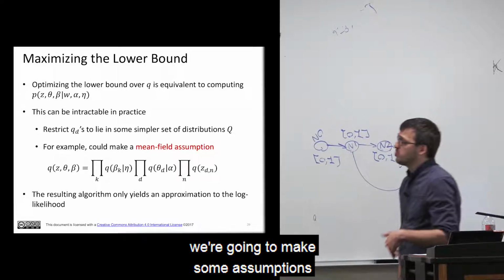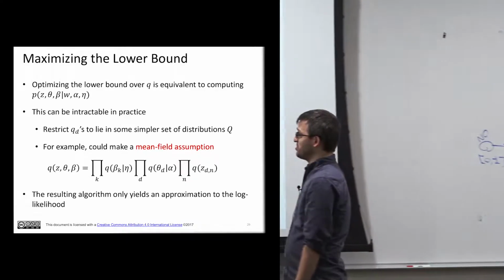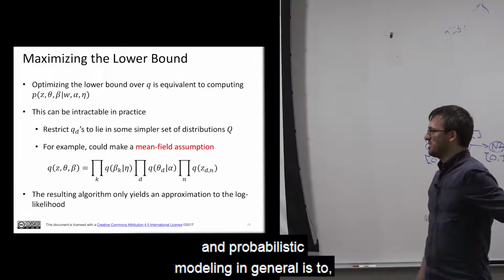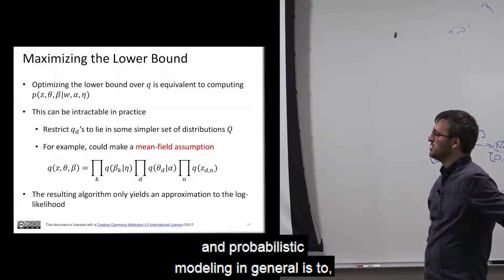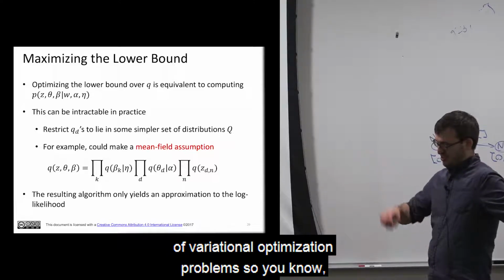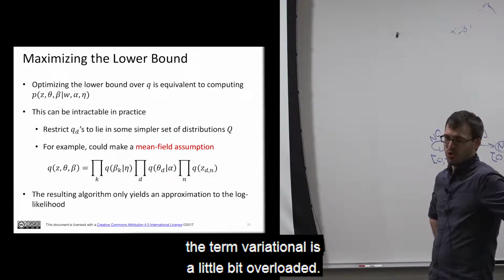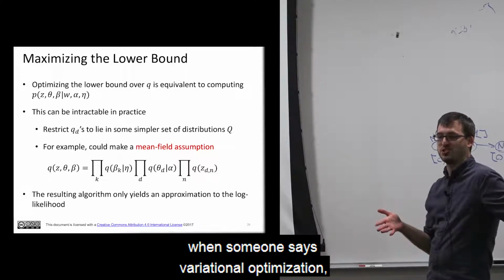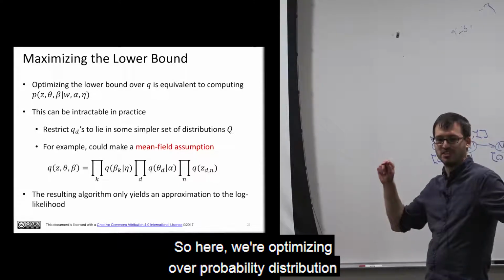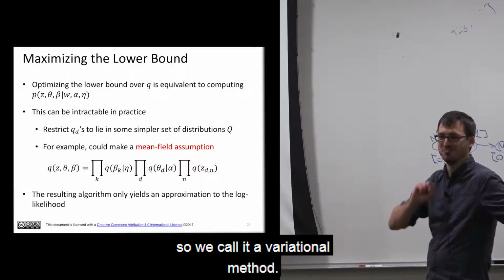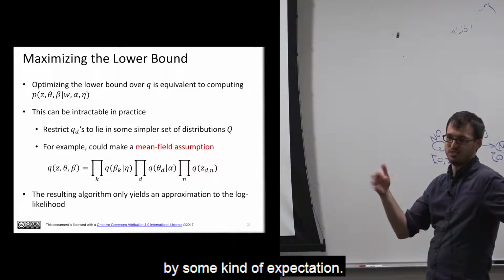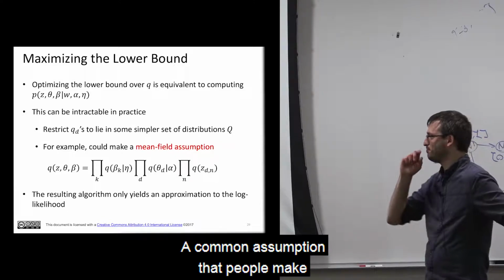However, like I said, to make this work, we're going to make some assumptions about the Q distribution. A typical trick in machine learning and probabilistic modeling in general is, when we have these kinds of variational optimization problems, and the term variational is a little bit overloaded. In a machine learning context, when someone says variational optimization, what they mean is an optimization typically over functions. So here we're optimizing over probability distributions, so we call it a variational method. They all basically have the same form. They're optimizing over some lower bound generated by some kind of expectation.